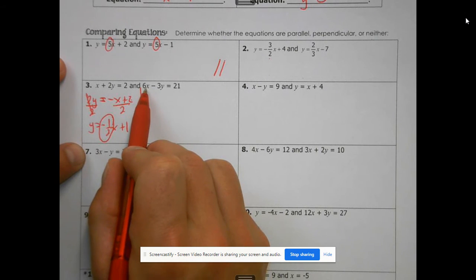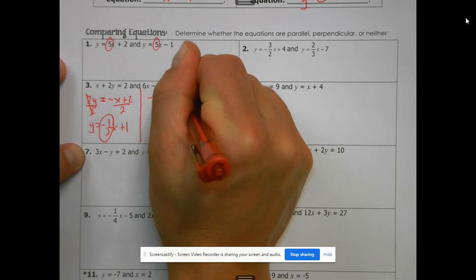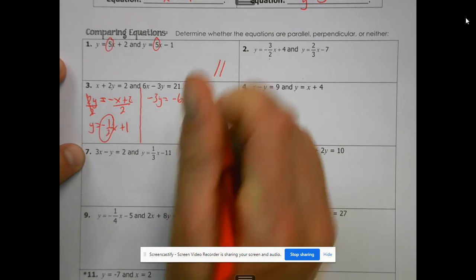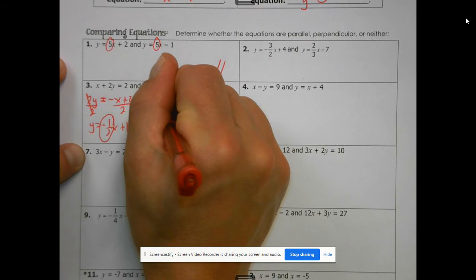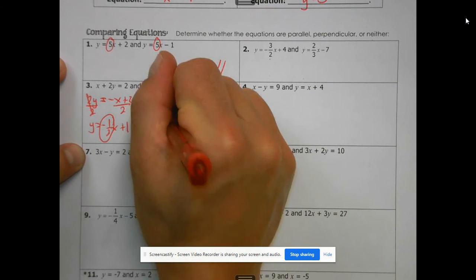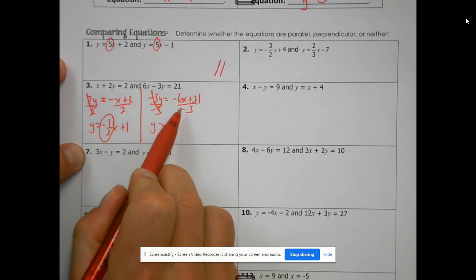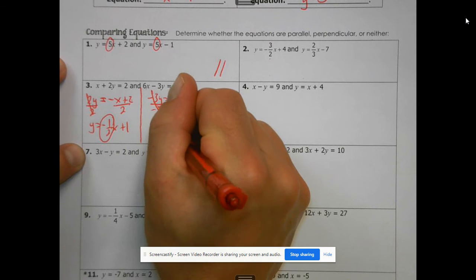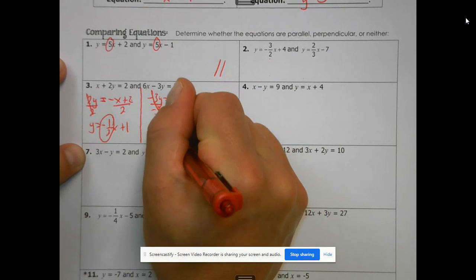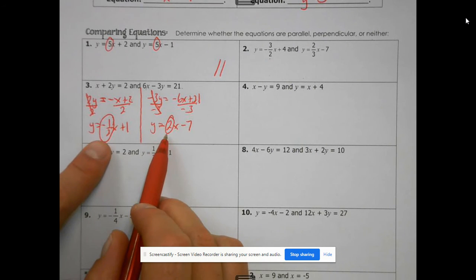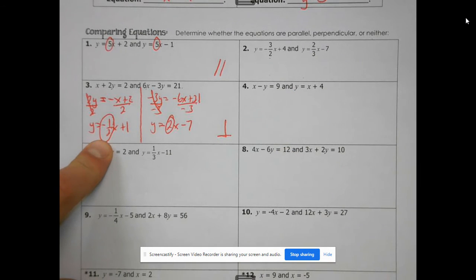First up over here, subtract the 6x to the right. Divide both sides by -3. Left-hand side, they cancel. Bring down the y. -6 over -3 is 2. 21 divided by negative 3 is negative 7. The slope of this guy is 2. These are negative reciprocals. These are perpendicular.